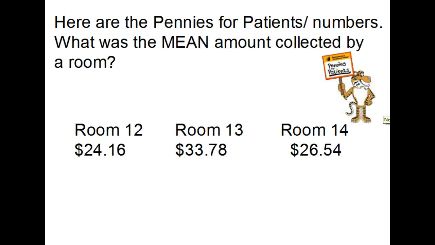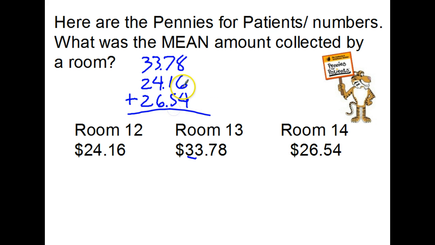Let's try one more here. It has some money involved. Same exact kind of problem. I'm going to add up all the amounts. So I got 33.78. I'm starting with that one just because it's the biggest. 24.16 and 26.54. I need to add all the amounts together.